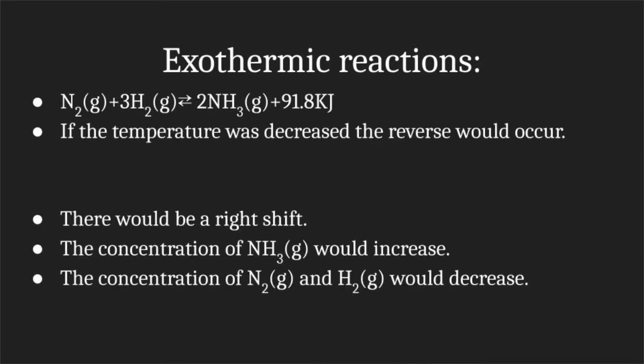Now, let's look at that reaction again, but this time we decrease the temperature. Remember, when we decrease a species, we shift towards it. So if we decrease heat, we would shift towards the heat in the reaction. And since heat is on the right, we're shifting to the right. And what happens if we have a right shift? We make more products and less reactants. So the concentration of NH3 would increase, and the concentration of N2 and H2 would decrease.